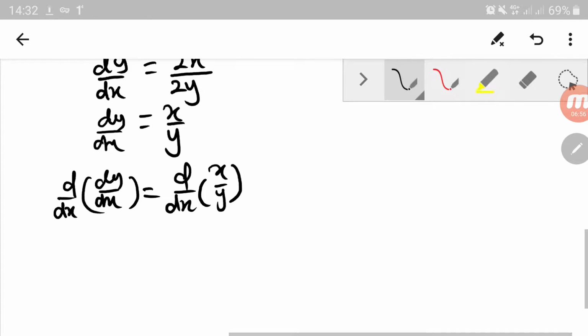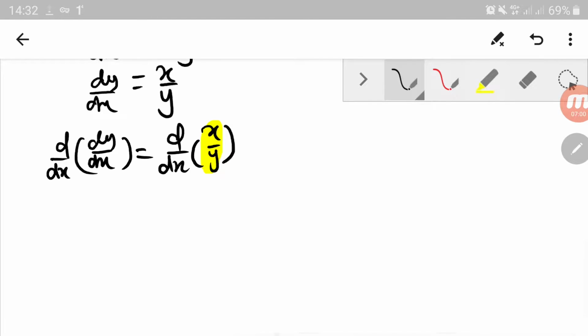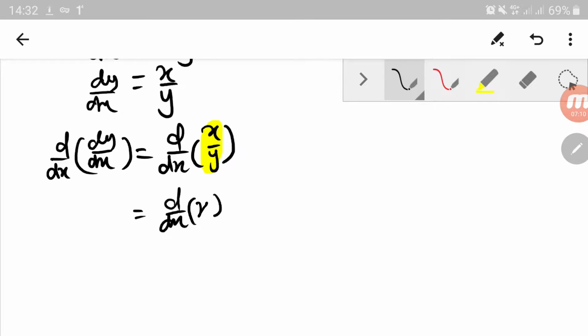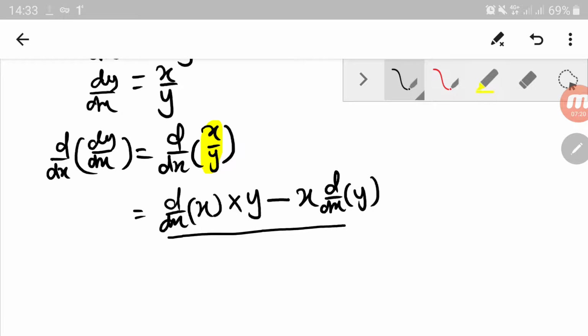Okay, now as you notice here, we have to apply the quotient rule. So do it one by one. We differentiate the numerator, u with respect to x, and then multiply with the denominator, minus the numerator multiplied by the differentiation of the denominator, over the denominator squared.